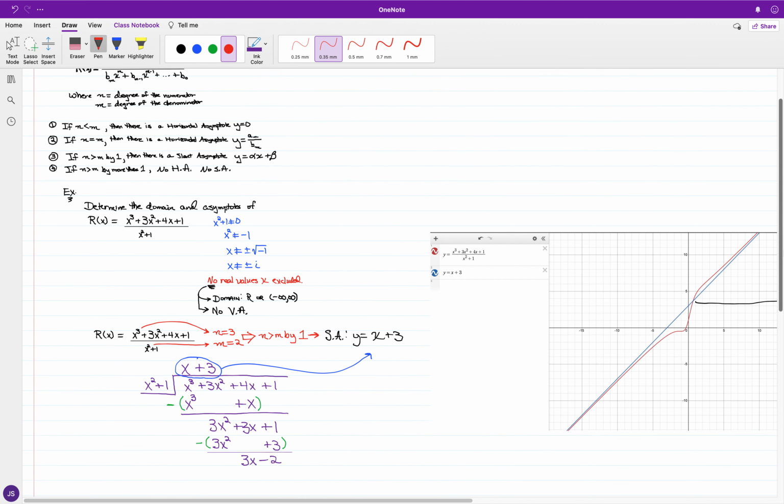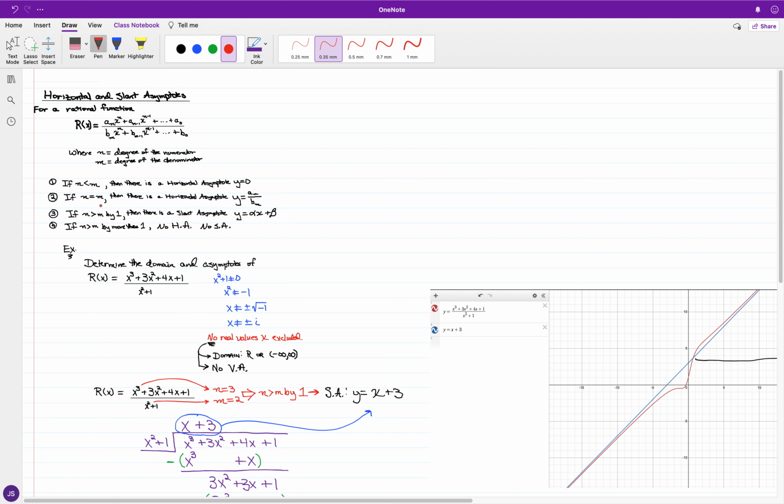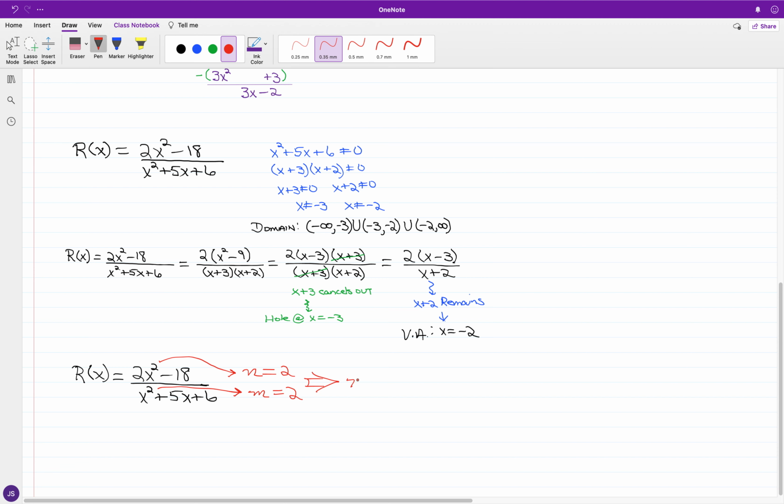And so for the scenario that we have, both n and m are equal to 2, so n is equal to m, and so there's going to be a horizontal asymptote, and this will be y is equal to the constant that results from taking the ratio of the highest order terms. So we're looking at y is equal to 2x squared all over x squared. Okay, so we have a vertical asymptote at x equal to negative 2, and we have a hole in the graph at x equal to negative 3, and we have a horizontal asymptote at y is equal to 2.